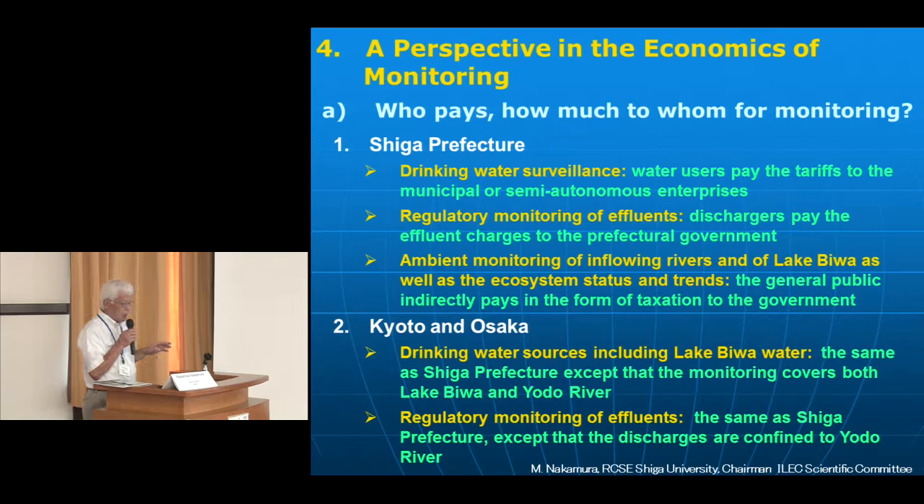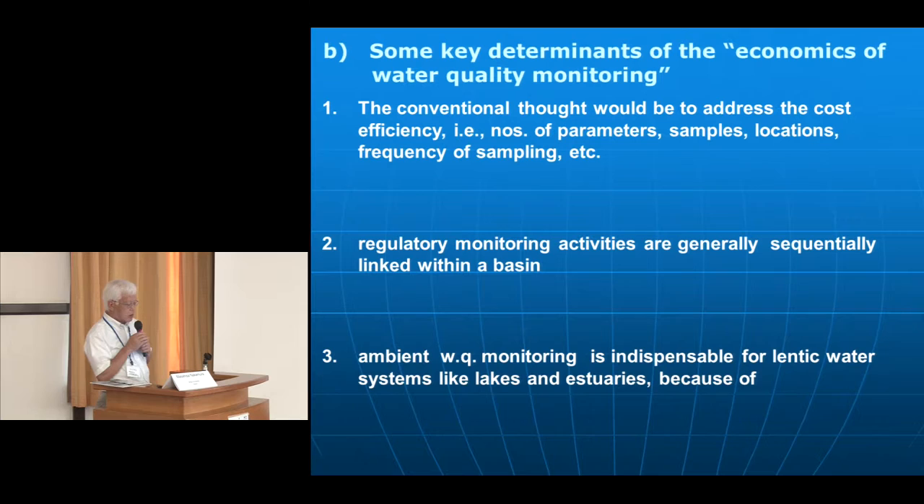So in terms of who pays how much to whom for monitoring, we have this situation. But some key determinants of the economics of water quality monitoring, let's see how we can envision that. One, conventional thought would be to address the cost of efficiency, numbers of parameters, and so on and so forth. That is a very conventional approach. But I think it's probably useful to look at the economics more in terms of regulatory monitoring activities, which are generally sequentially linked with the basins that we have already discussed.